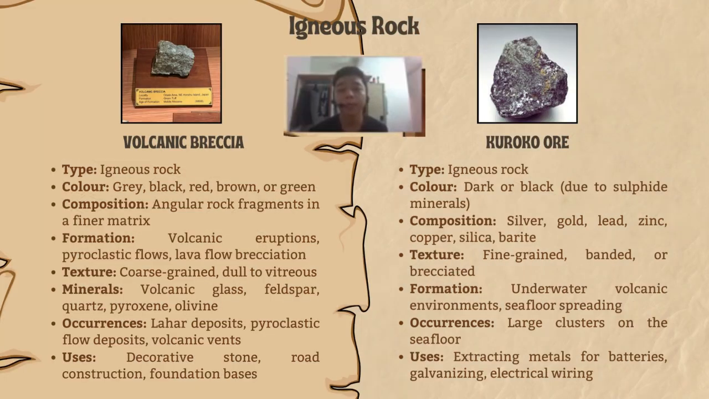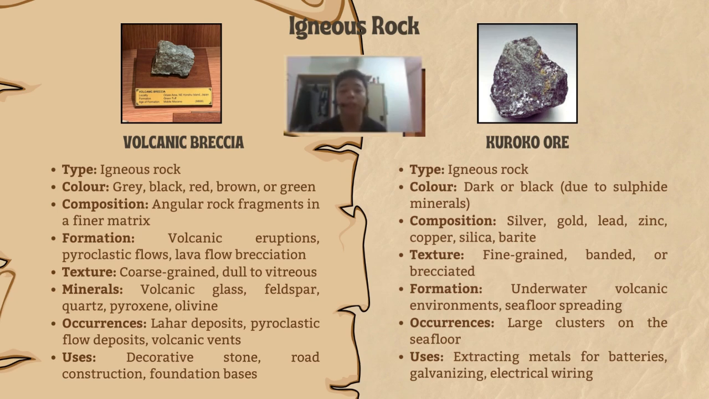Hi, my name is Fabian Liban, matrix number 101328, and I will be explaining igneous rocks, which are volcanic breccia and Kuroko ore. So, first of all, volcanic breccia is an igneous rock characterized by its smoky gray, black, red, brown, or green color.